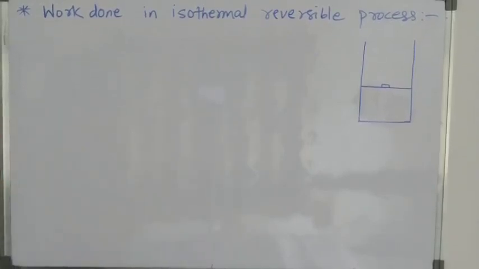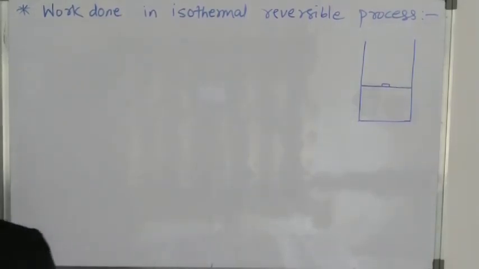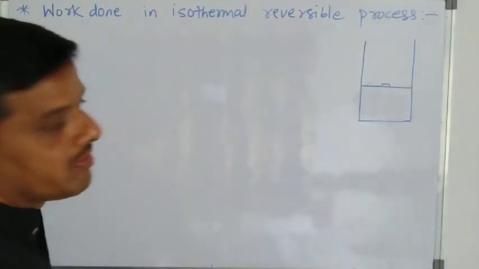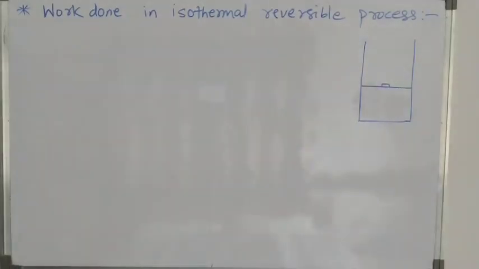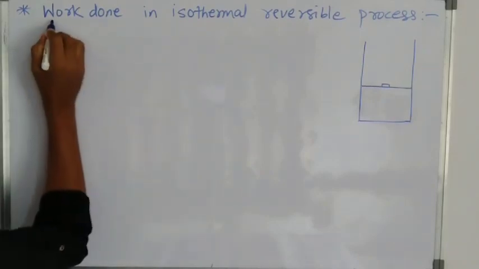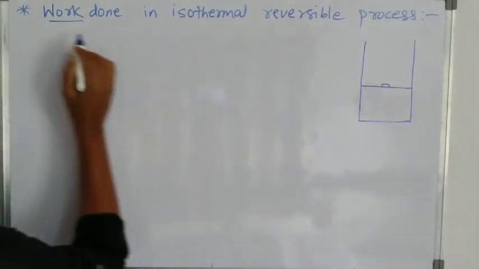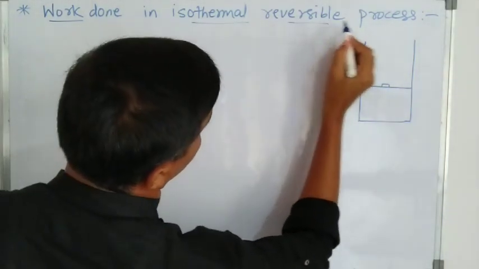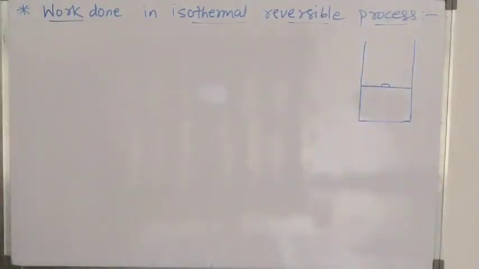Hello students, today we are going to discuss another concept in the chapter thermodynamics part first. The concept is work done in isothermal reversible process. Before we get started in detail studying this concept, let us focus on the terms which are used in this concept. The first is work, isothermal, reversible and process.